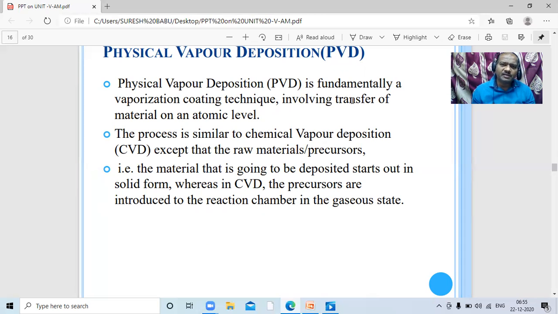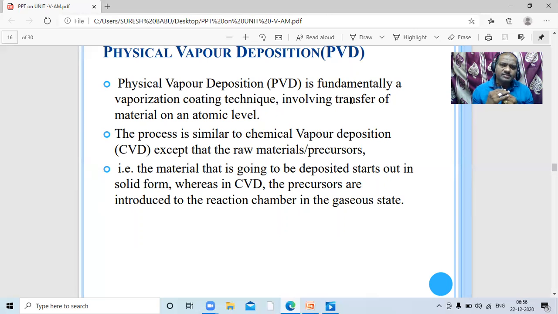Nowadays a specific method can be followed to improve the coating of this material, like spray painting, or we can go for brushing or rollers. If this has to be carried out at an atomic level, then we call it a vapor deposition. That is, it is a fundamental vaporization coating technique involving transfer of material on an atomic level. That is the thing to be understood.